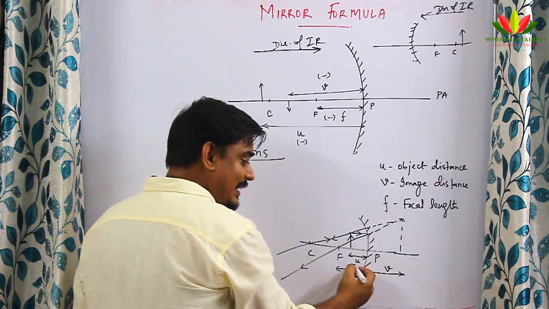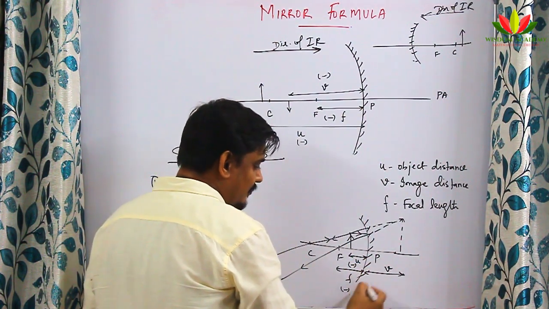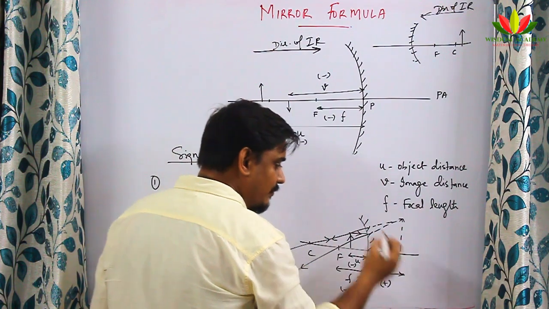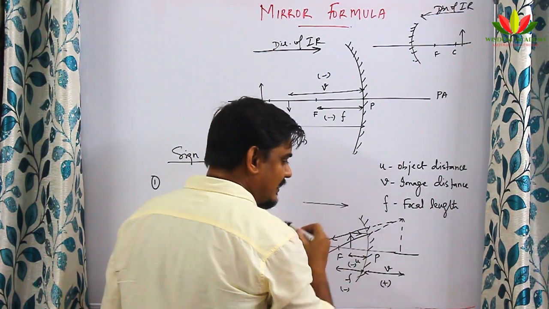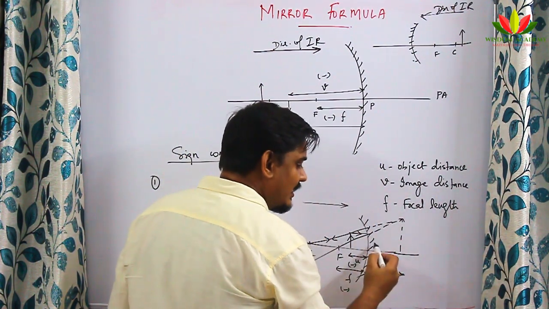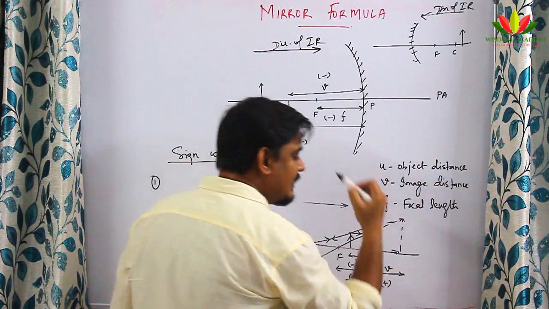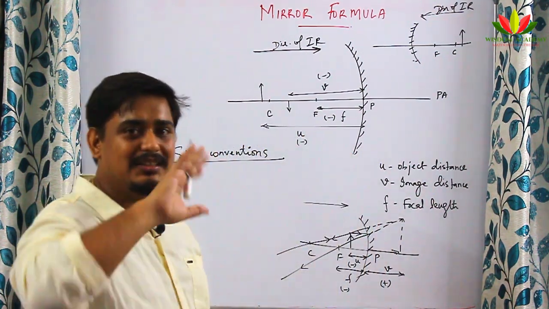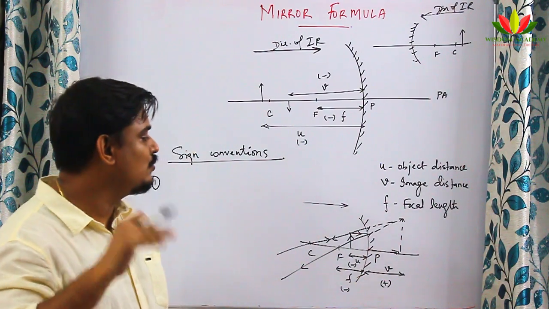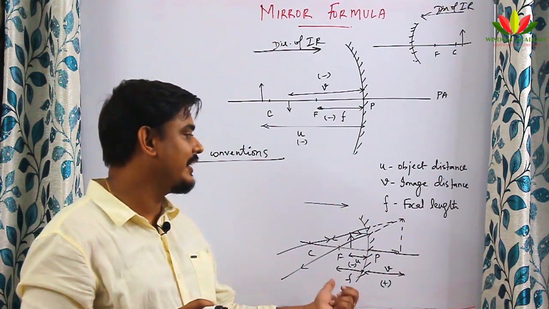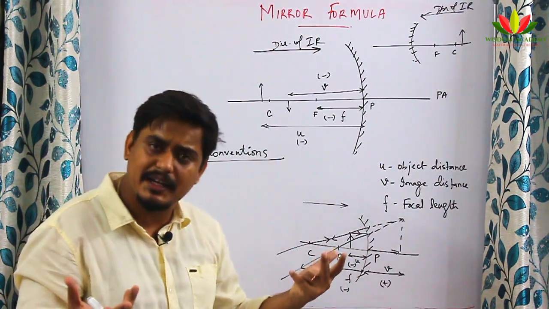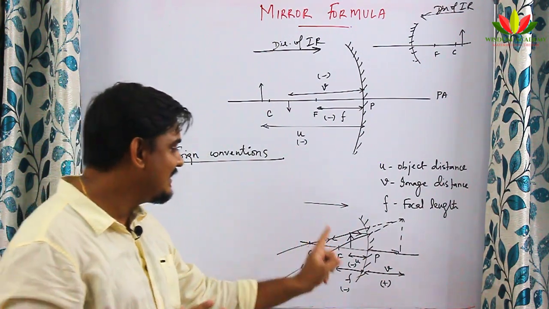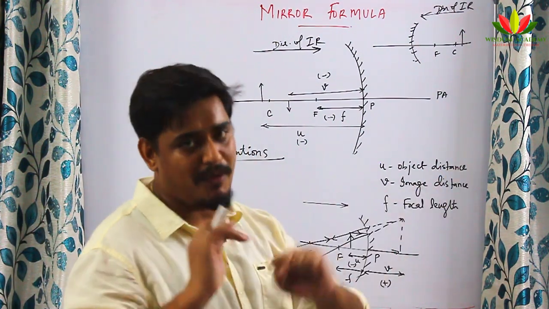So here U will be negative, F will be negative, but V will be positive, because this is the direction of the incident ray and the distance you are measuring is also in this direction only. Do you get me? So there is no rule that the U, V and F values will always be negative for the case of a concave mirror. It may be negative, it may be positive. So only in this case I get V as positive here.